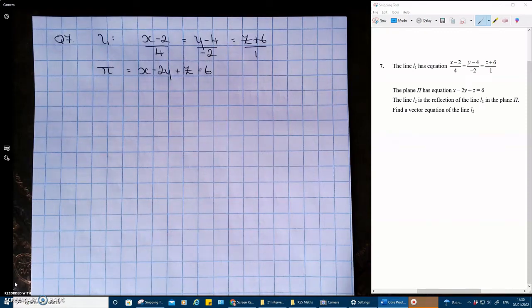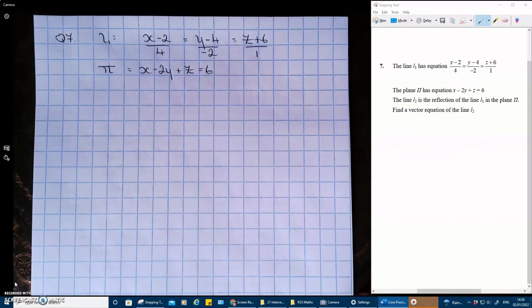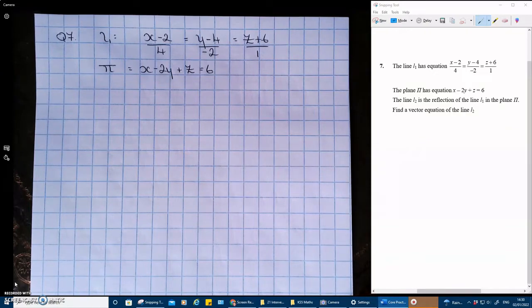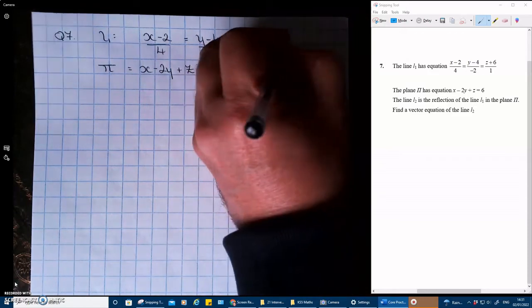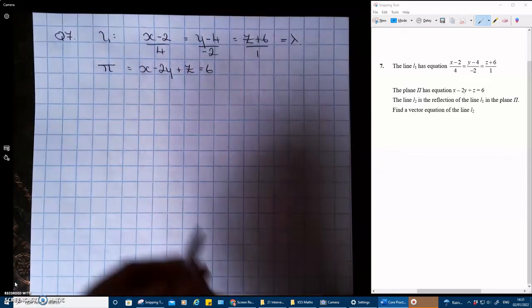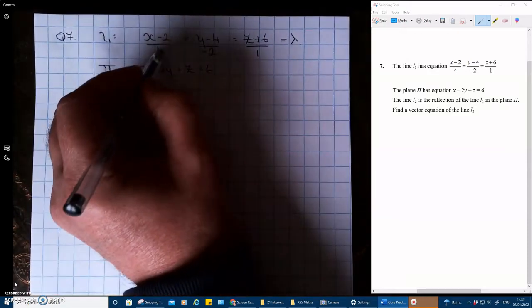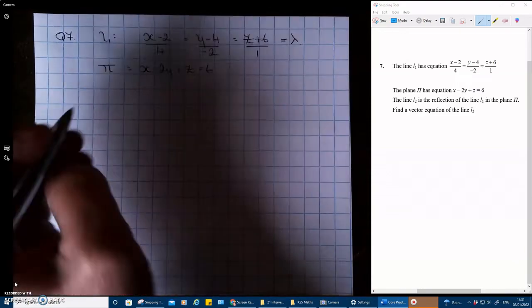Okay, so we're given an equation of a line in this particular format. Probably not the format I want, so what I'm going to do is make this equal to lambda, then I can rearrange it. So x is 4 lambda plus 2.